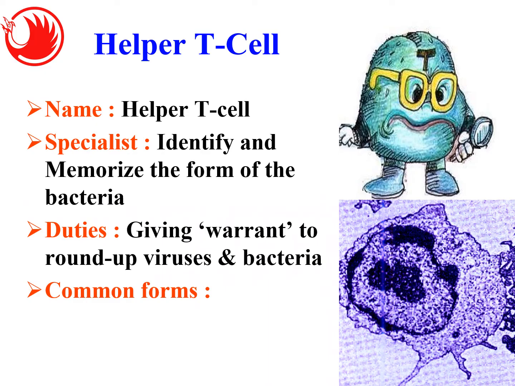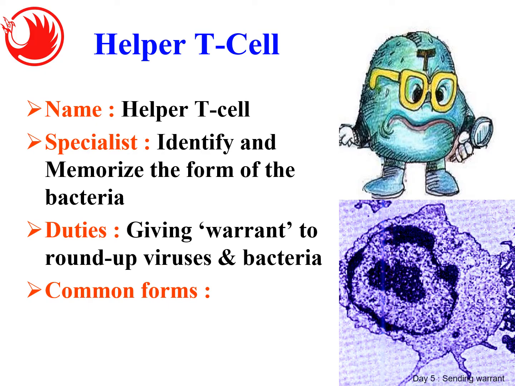T cell has two types. One is helper T, one is cytotoxic T. I'm talking about helper T first. This is the one that identifies and memorizes the form of the bacteria, remember, it was shown by the phagocyte. Then he can start giving warrants to inform the rest of the so-called immune cells, saying that, hey, this pathogen is attacking us, so watch out. He gives warrants to chase out the virus and bacteria if there are still around in the body. So T cell, remember, will memorize the form and give warrants.